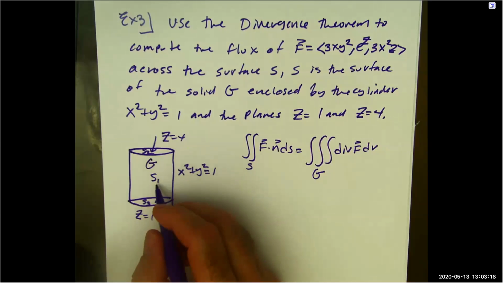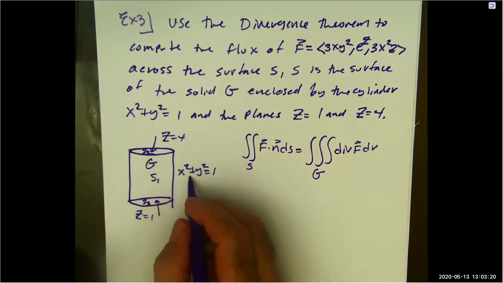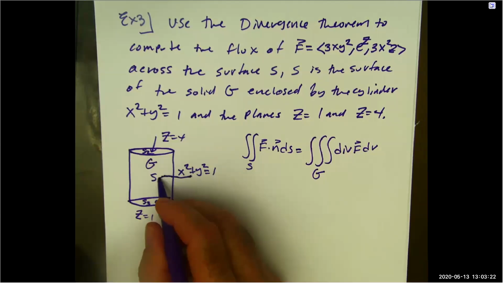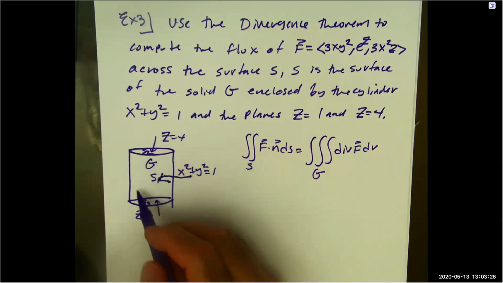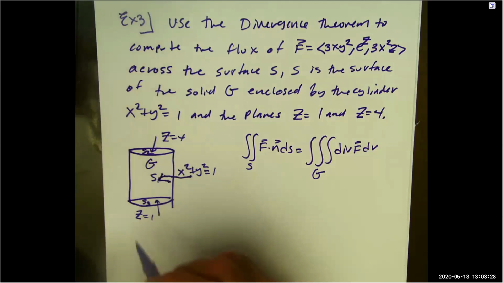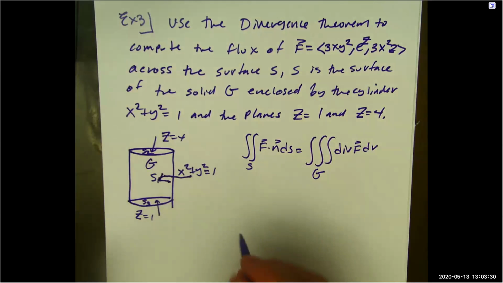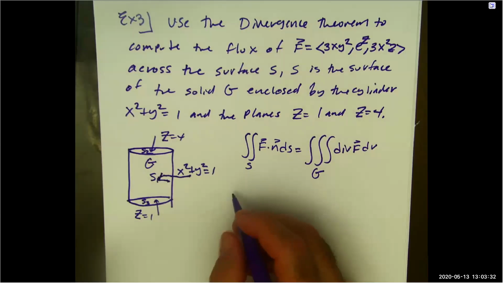So this S1, that's the surface. And then G is the solid that's enclosed by all these surfaces. All right, well, we need to calculate this divergence. So let's go ahead and calculate that divergence.